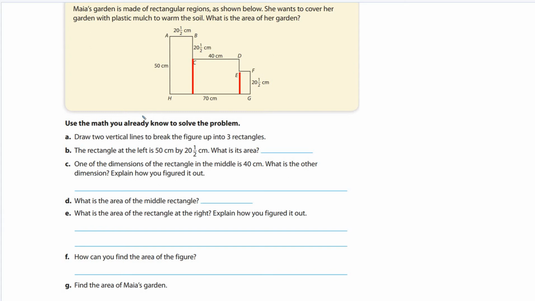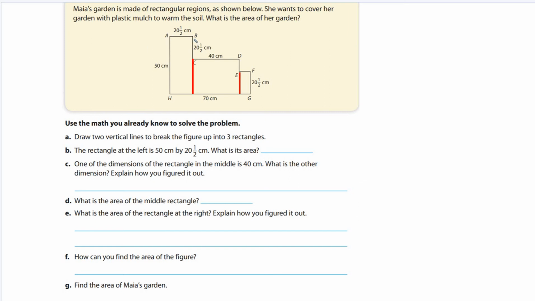The next question says, one of the dimensions of the rectangle in the middle is 40 centimeters. What is the other dimension? So we know that this is 40 centimeters. How would you find this length? How would you find this length, the length of that line segment? Well, I want you to think for a sec, and then I'll give you a clue. Again, I would pause this video to think, and then I'll give you the clue.